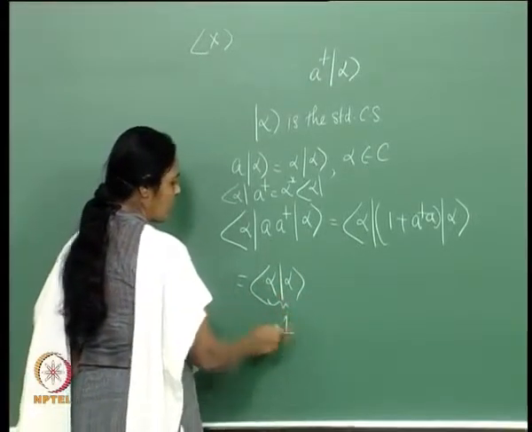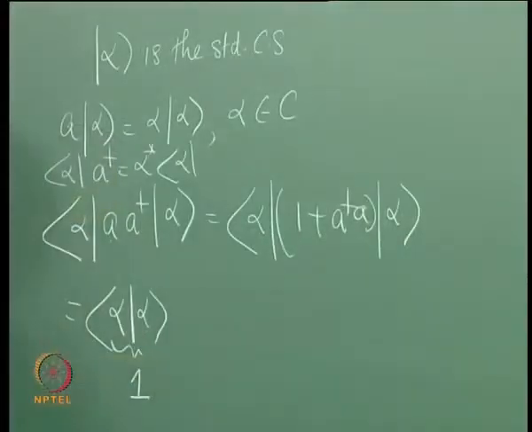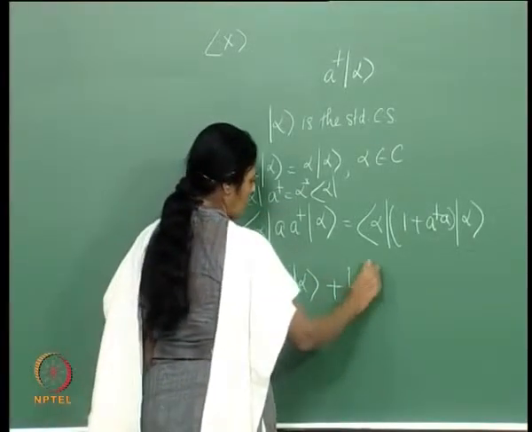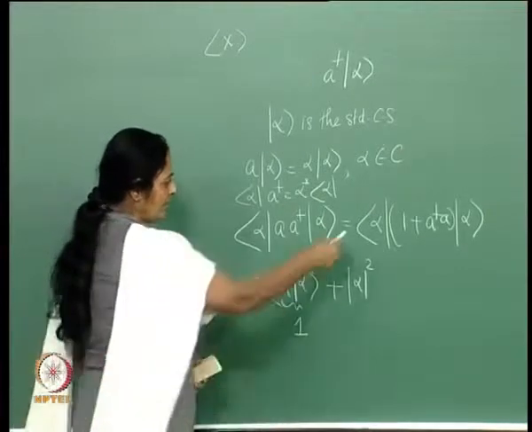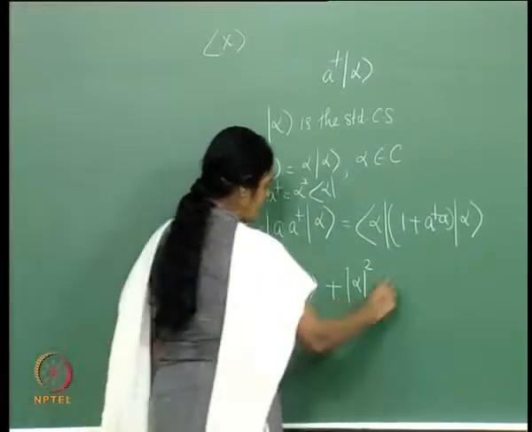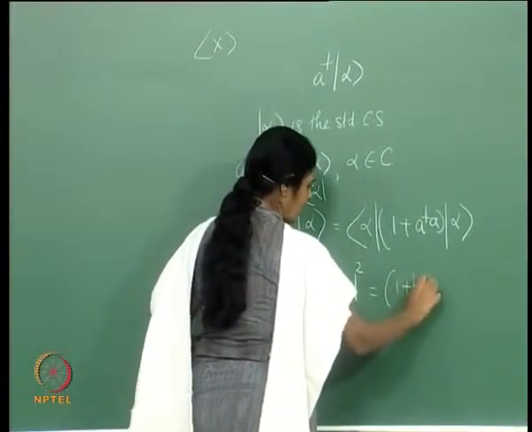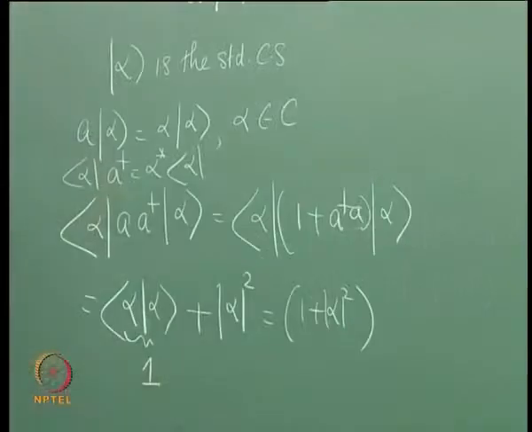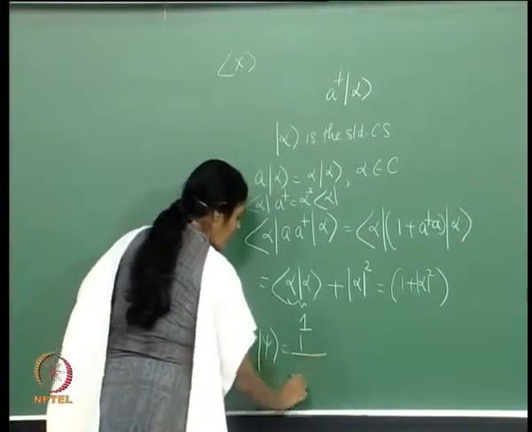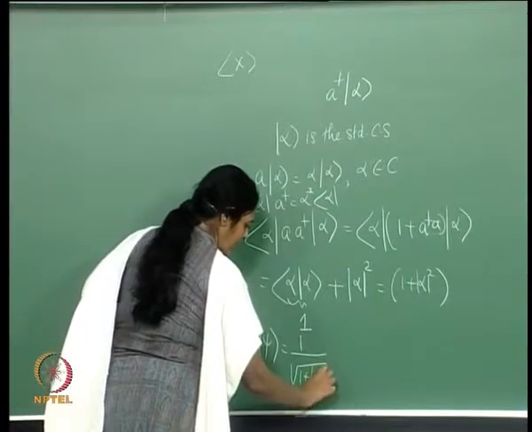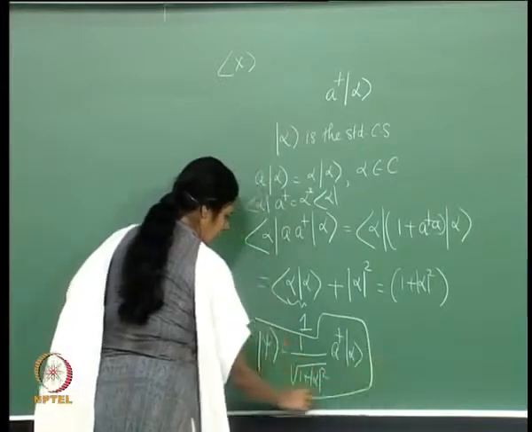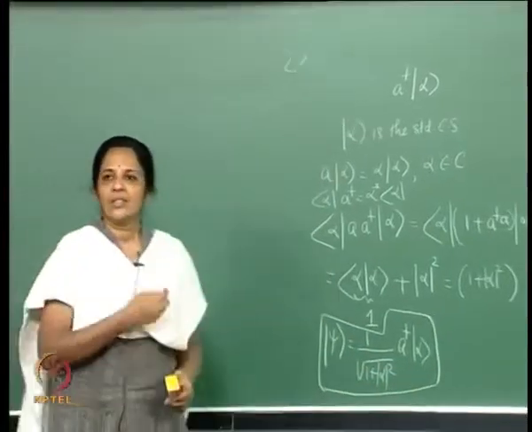The first term is simply 1, because alpha is a normalized state, normalized to 1, plus mod alpha squared. That comes from the expectation value of A dagger A in the state alpha. So, this object is just 1 plus mod alpha squared, and therefore, the state psi, which is 1 by root of 1 plus mod alpha squared A dagger on ket alpha, you can easily check is a normalized state.